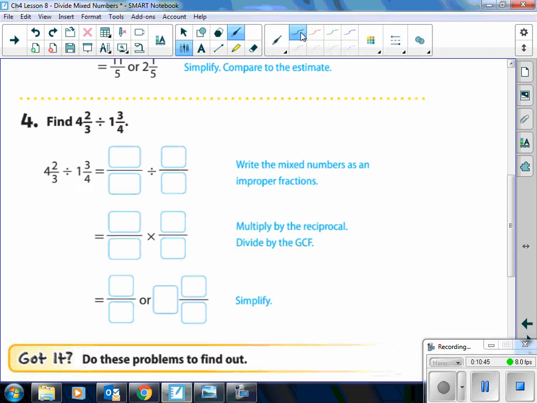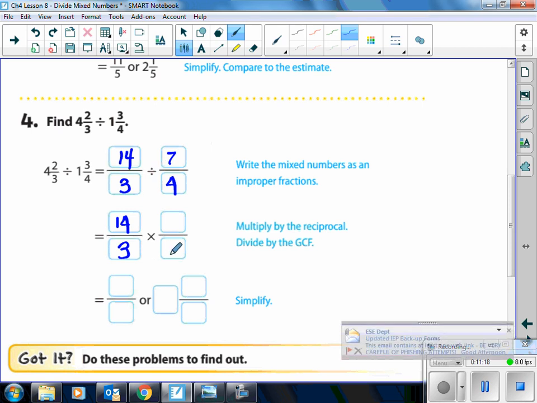All right, so we have 4 2/3 divided by 1 3/4. So here, first thing we're going to do is change both mixed numbers to improper fractions. So 4 2/3 becomes 14 thirds divided by 4 plus 3 is 7 fourths. And now we're going to keep, change, flip. So we have 14 thirds. Division becomes multiplication. And then the 7 fourths becomes 4 sevenths.